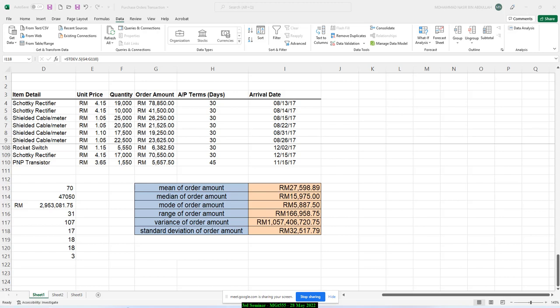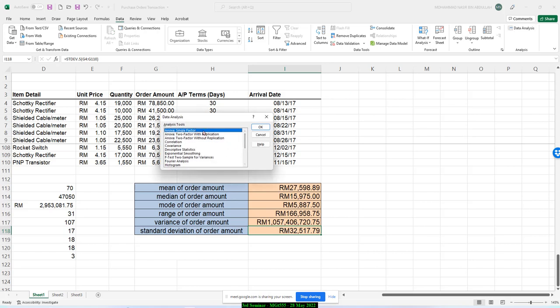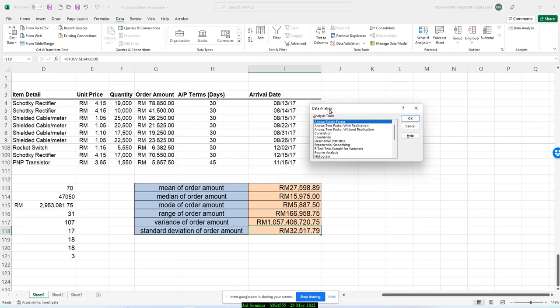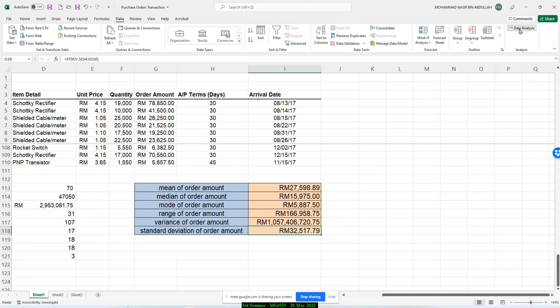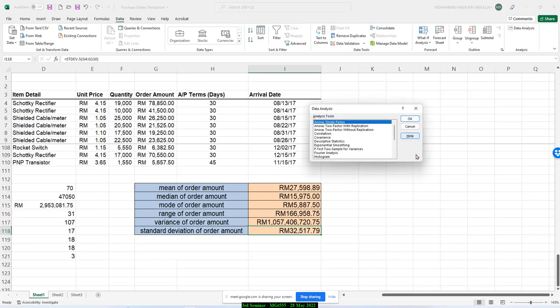Right. So once you ada Data Analysis dekat sini, you just tekan Data Analysis. Dekat sini, you akan nampak dia punya drop down menu lah. Ada banyak kat sini. Right. Bila you tekan Data Analysis dekat sini, dia akan nampak Data Analysis toolbar. So kita cari Descriptive Statistics dekat sini, Descriptive Statistics, and click OK.